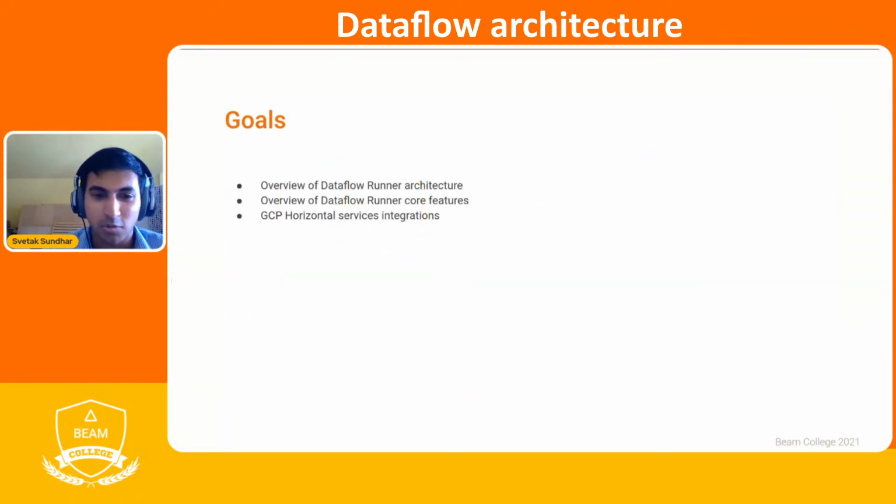So I have three goals for this talk. First, I want to cover the Dataflow Runner architecture. Additionally, I want to touch on some core features that GCP has introduced into the Dataflow Runner to make running your Beam pipelines more seamless. And finally, I want to talk about some horizontal integrations, so that your Beam pipelines can work with other parts of GCP to make, again, running your Beam pipelines as simple as possible.